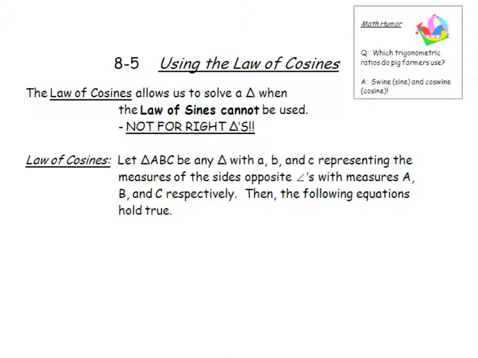So for our second day of 8.5, we're going to use the law of cosines today.